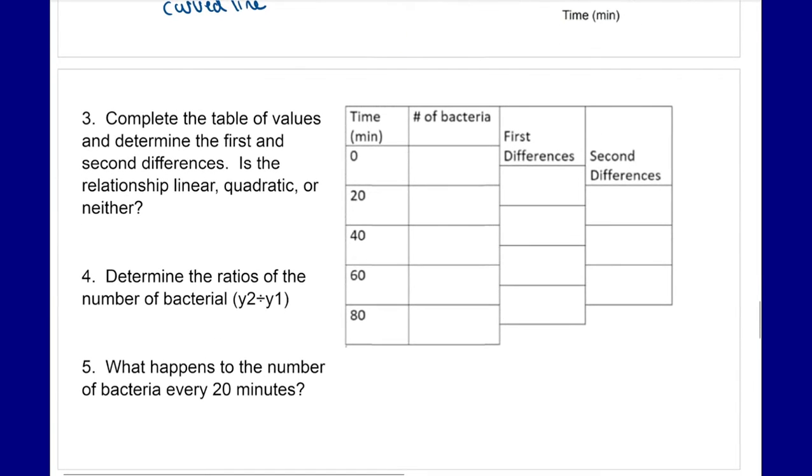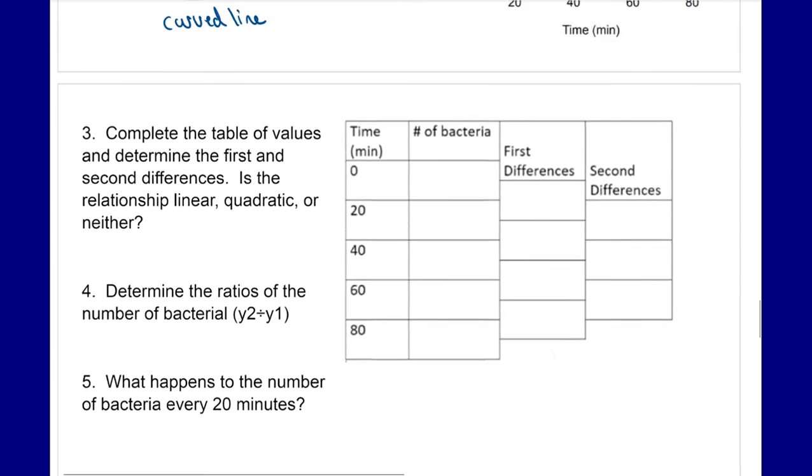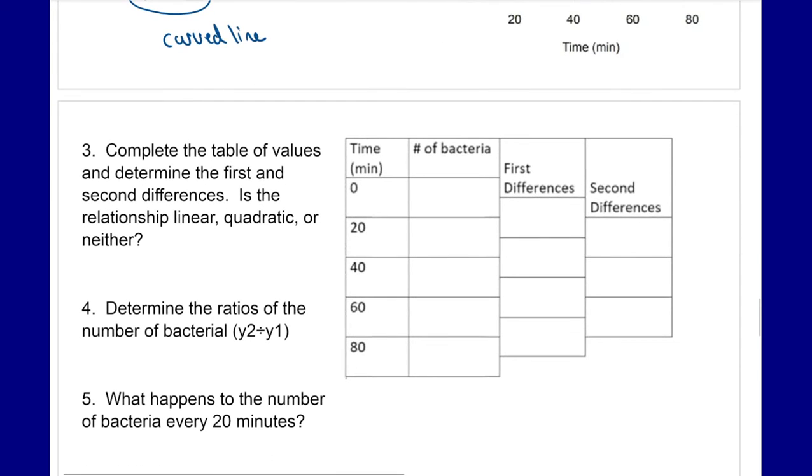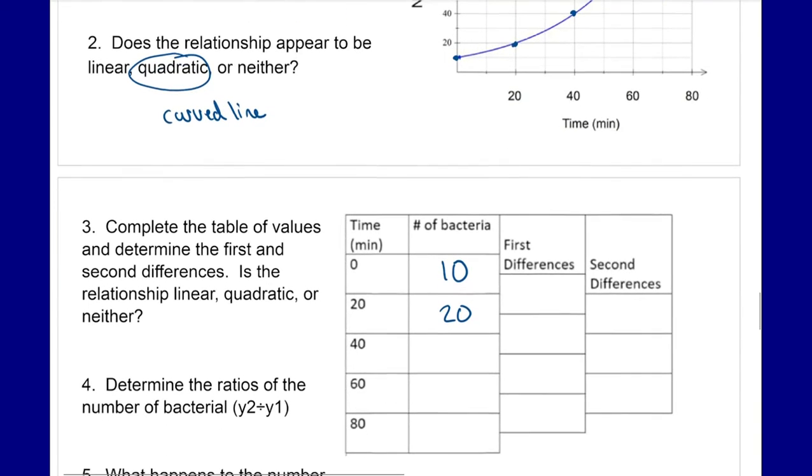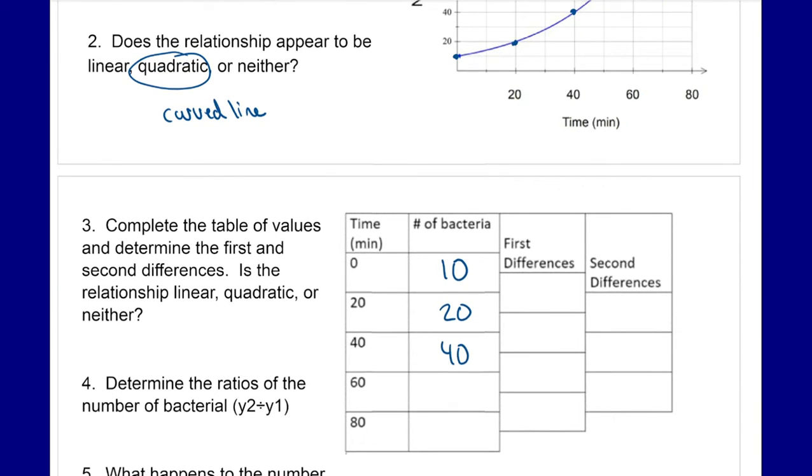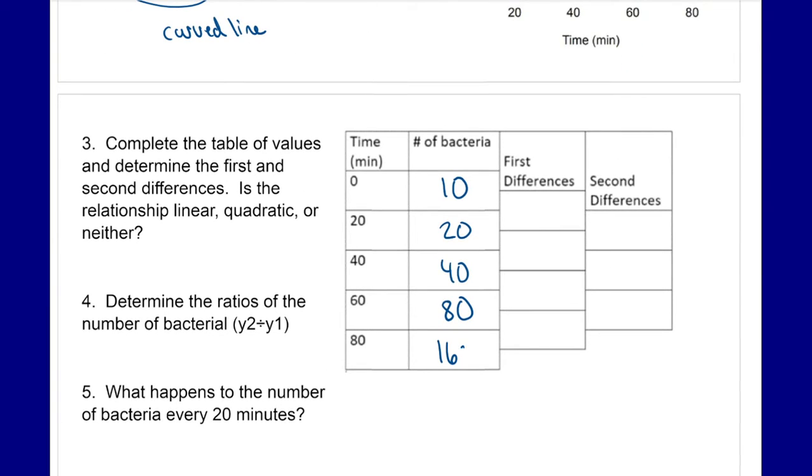There is one thing we can do to check, though. We know that the first differences should be different, and the second differences should be the same. So if I go back and gather the data, the points 0 and 10, 20 and 20, 40 and 40, 60 and 80, 80 and 160, let's go through and find the first and second differences.